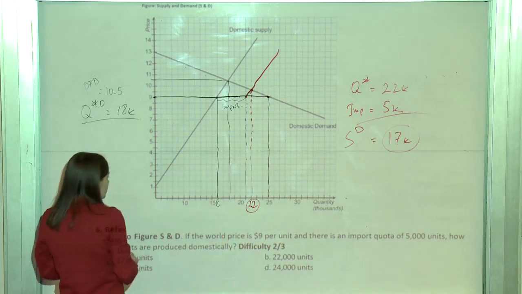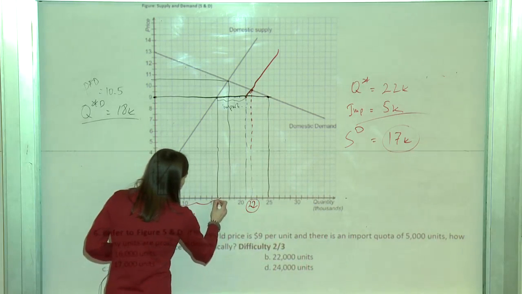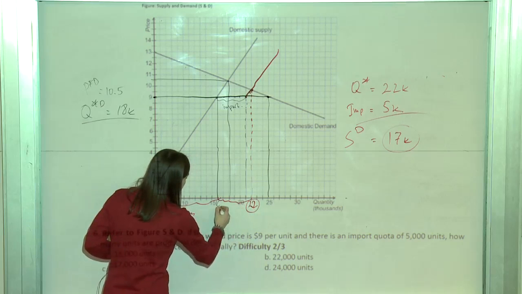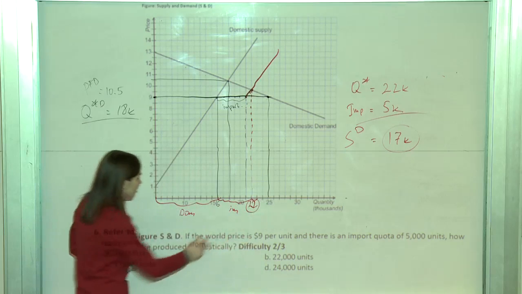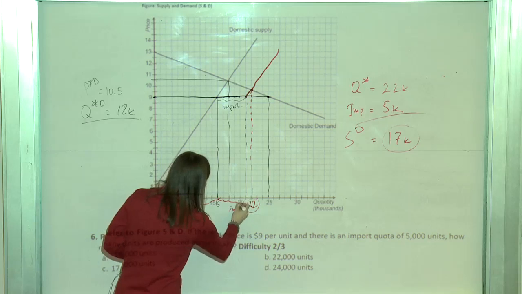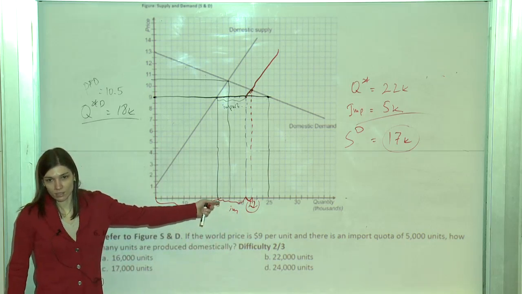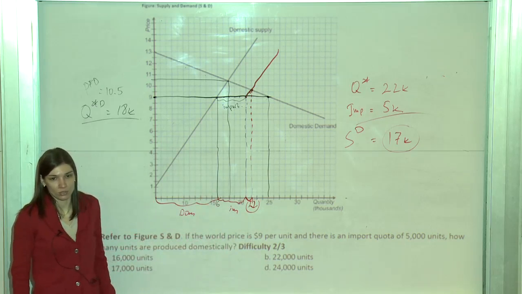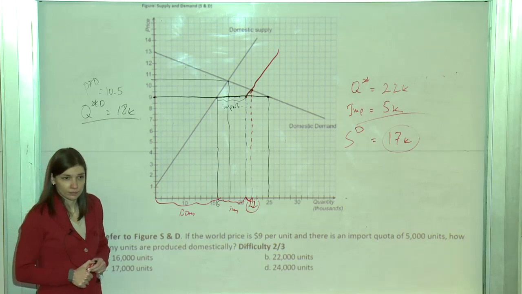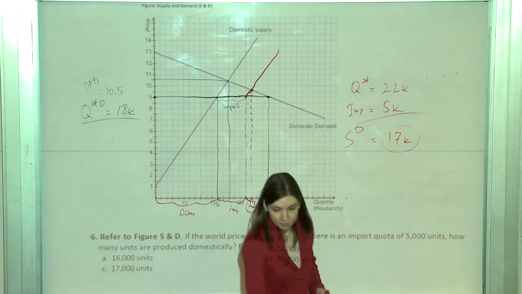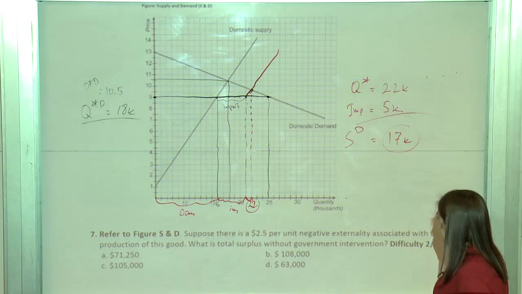So basically, if you want to see it here, domestic supply is coming, the first 16 units domestically. Then the next 5,000 from 16 to 21, those are imports. And then the last unit here is again domestic. So 16 plus another one at the end makes 17,000 units supplied domestically in total. Okay. Questions? Okay.